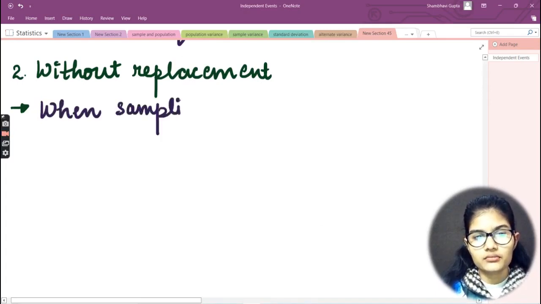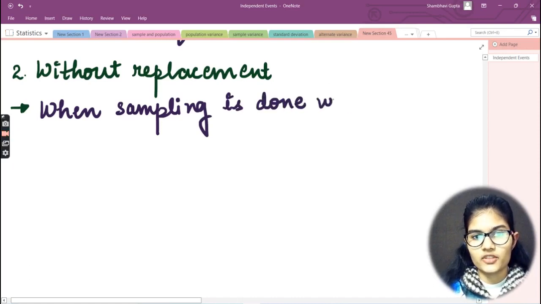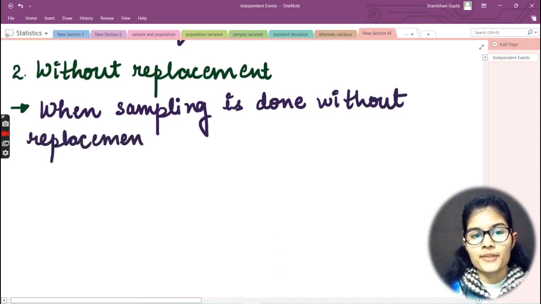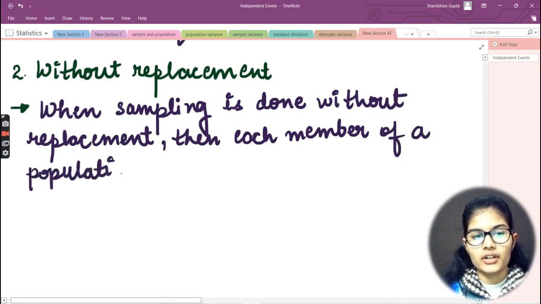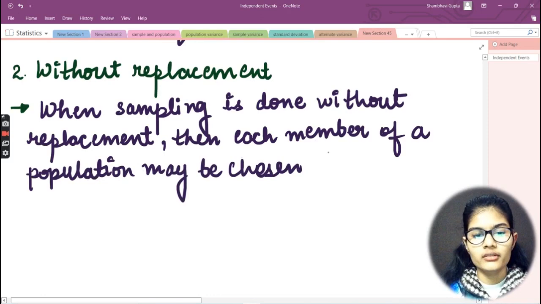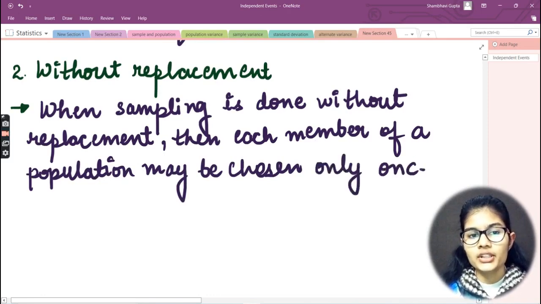When sampling is done without replacement, then each member of a population may be chosen only once.